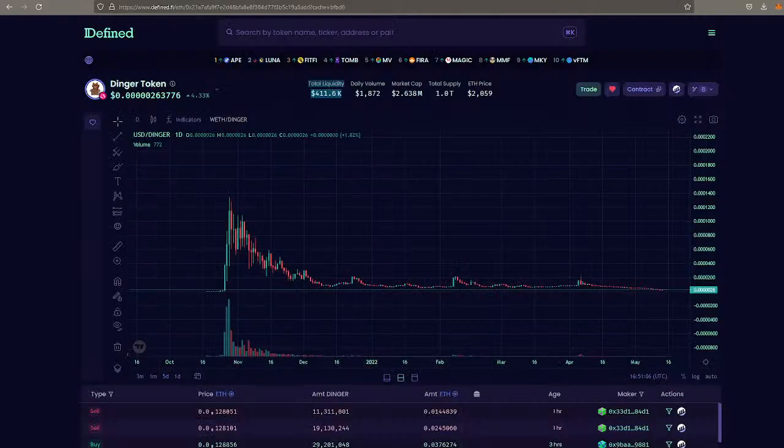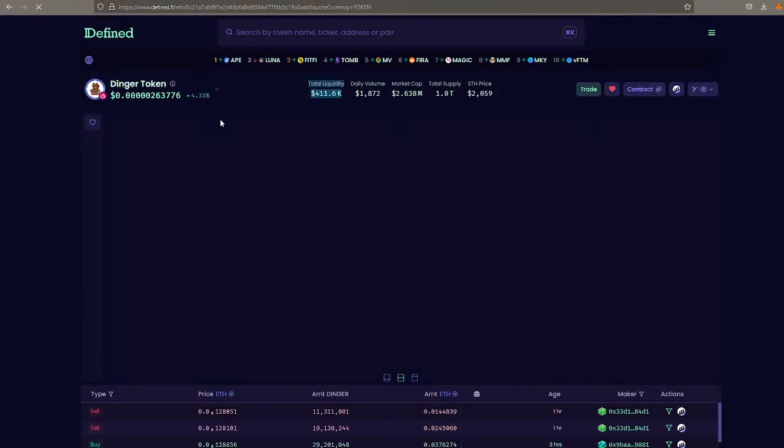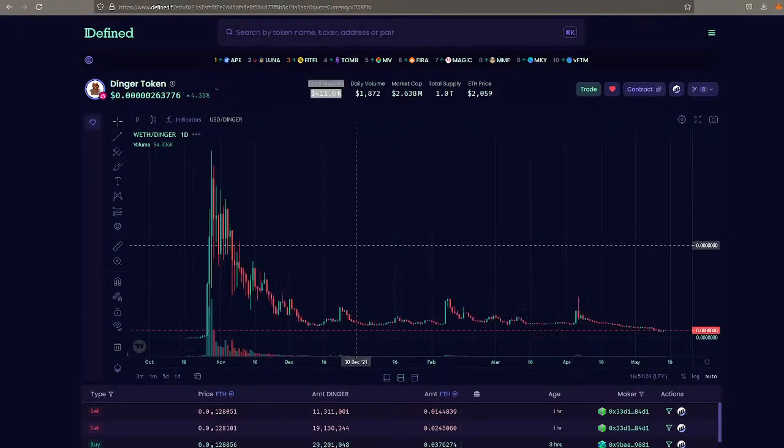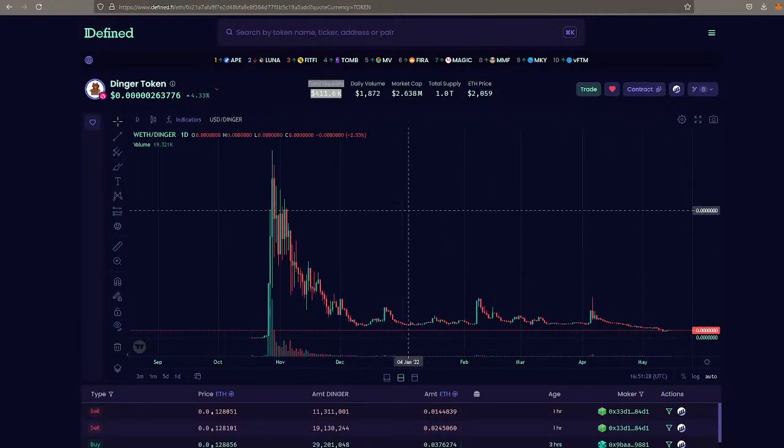And so that's liquidity in general. So what does liquidity mean when we're talking about crypto or crypto tokens? This liquidity metric right here is just the amount of Ethereum in the market that Dinger is. So I'll change it to the Dinger ETH market. It's the amount of Ethereum that's available in the liquidity pool that other people have put up.